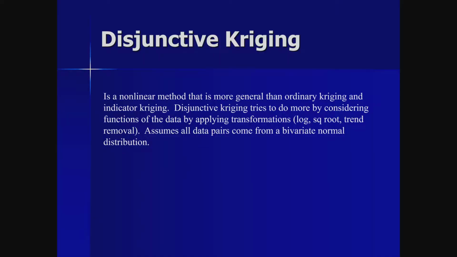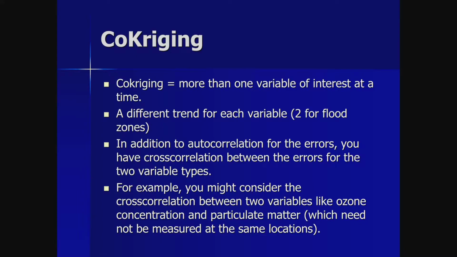I'm going to skip disjunctive kriging and move on to co-kriging for time. So co-kriging is kriging with more than one variable. So it actually not only looks at trends, but how one surface trends with another surface. So you might look at, let's say, temperature and pollution, or elevation and pollution together. You're still trying to predict only one variable, temperature or pollution.